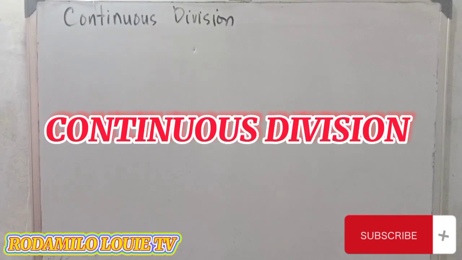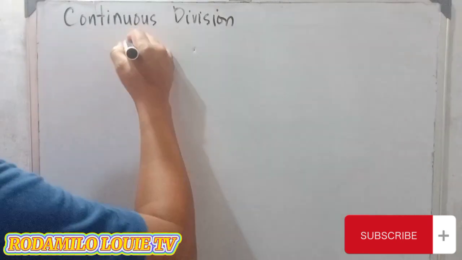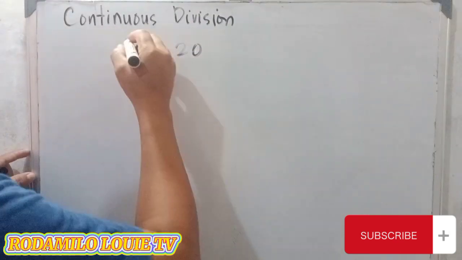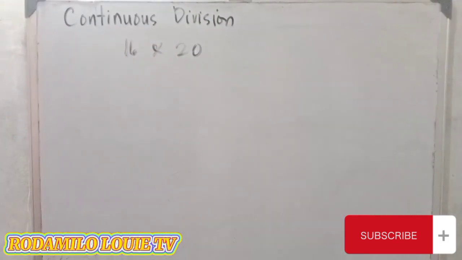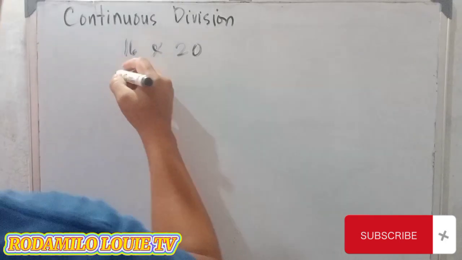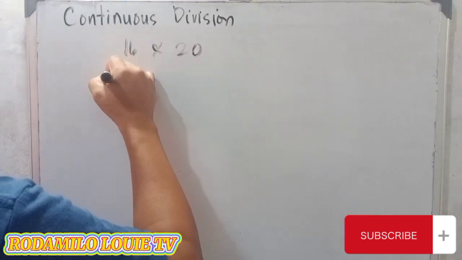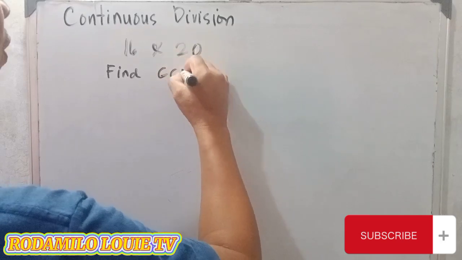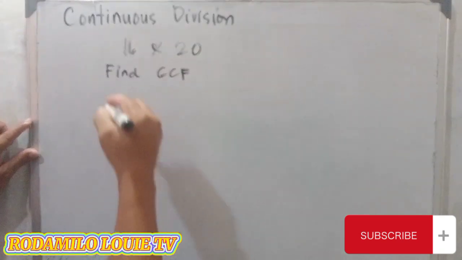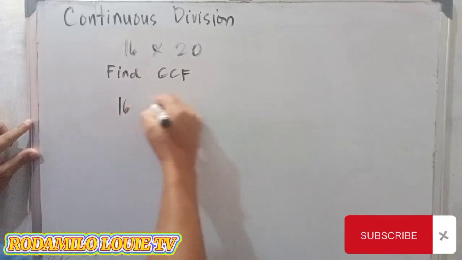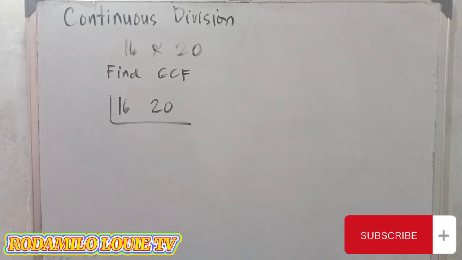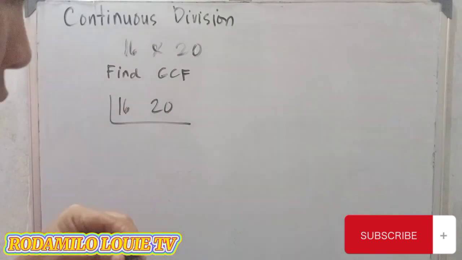Okay, next is continuous division. So testing na to 16 and 20. So find GCF using continuous division. So atong ibutang lista na to 16 ug 20. So tingta ang mga prime numbers nga pwede natong i-divide sa 16 ug 20.